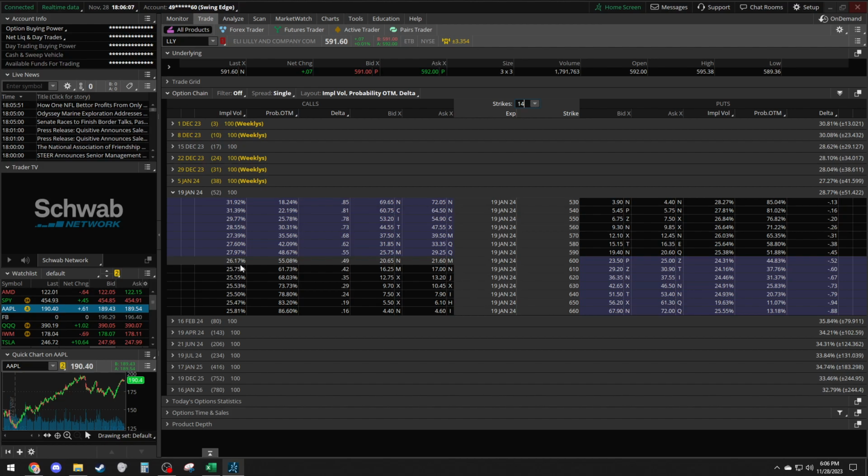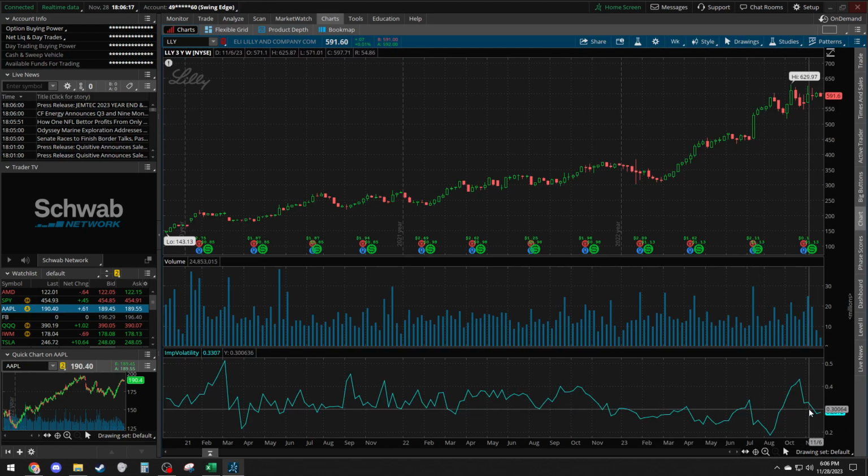Right now, LLY has an implied volatility of around 28%, which is pretty good. An easier way to look at it is to look at an implied volatility chart over time, just to see where it is compared to the history. So right now, implied volatility, like I said before, is around 28%, which over the past couple of years is relatively low.